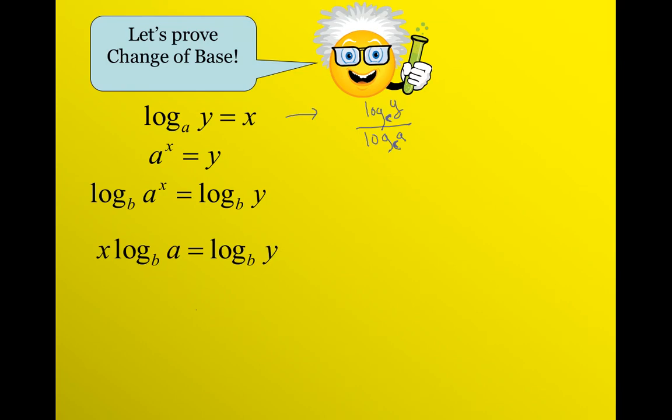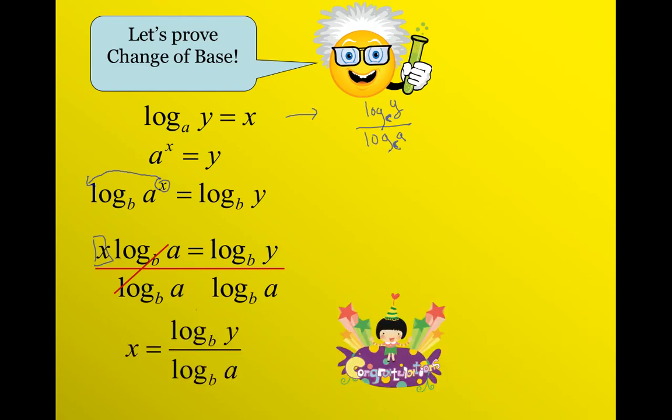I can use the bring down property now to bring this x down. And then how do you get x by itself? I'm going to divide both sides by log base b of a. It's going to cancel, and I'm going to be left with x equals log base b of y divided by log base b of a. Isn't that what I wanted to end up with? That is the change of base formula.